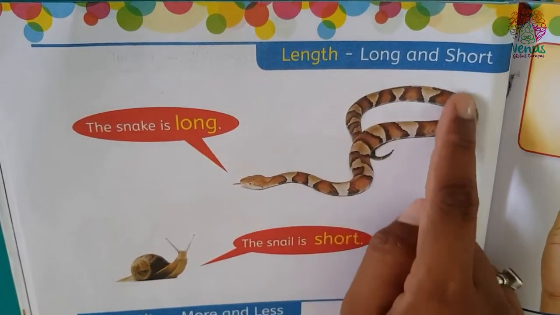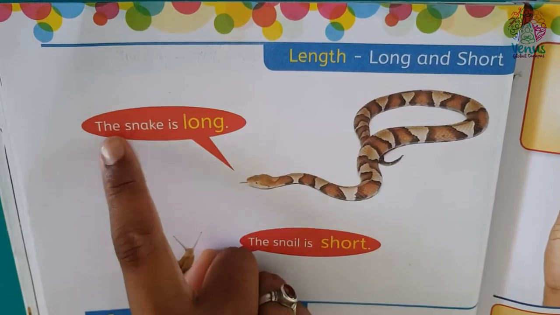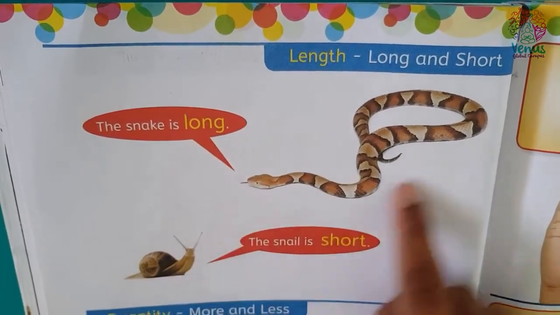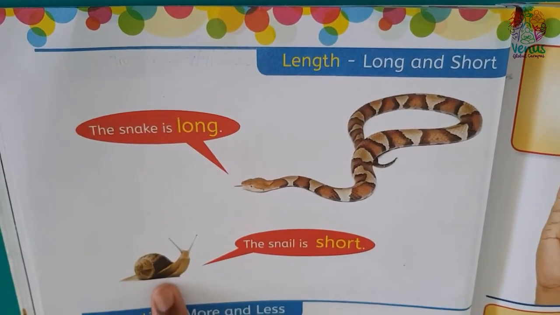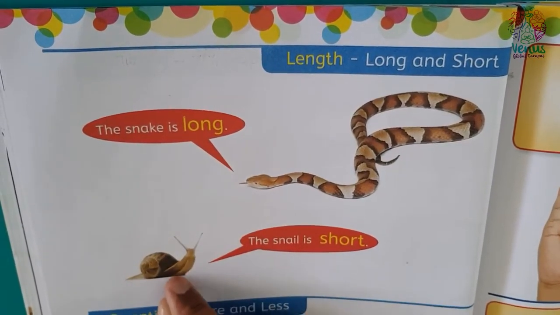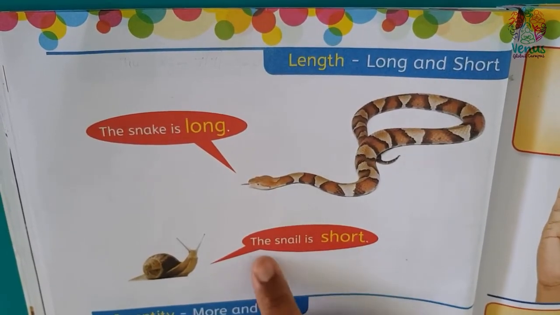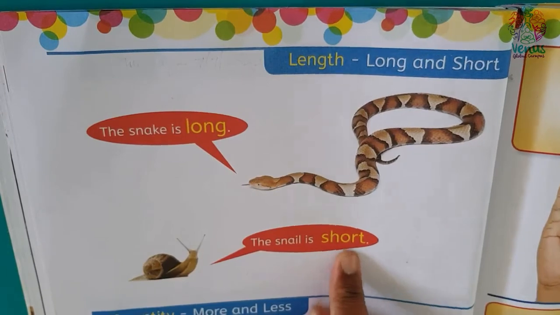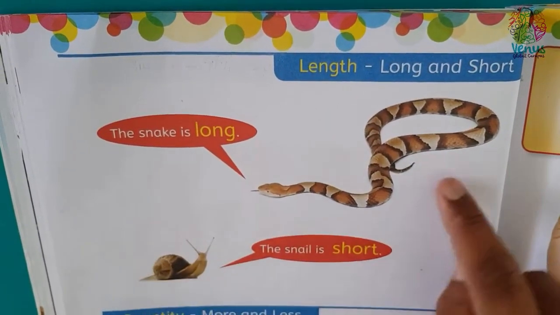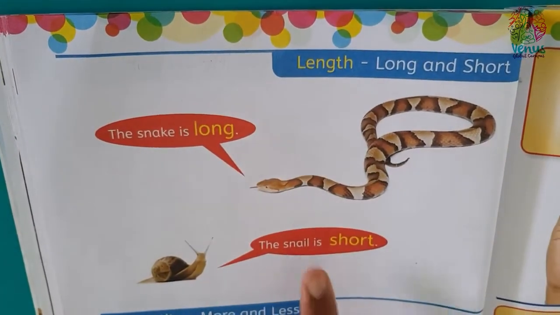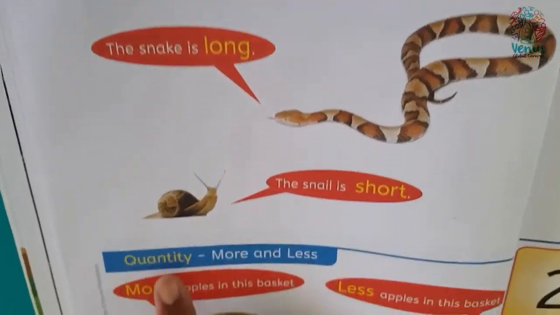The snake is long. The snake is long, but the snail is short. The snail is short. The snake is long and the snail is short. See the next one.